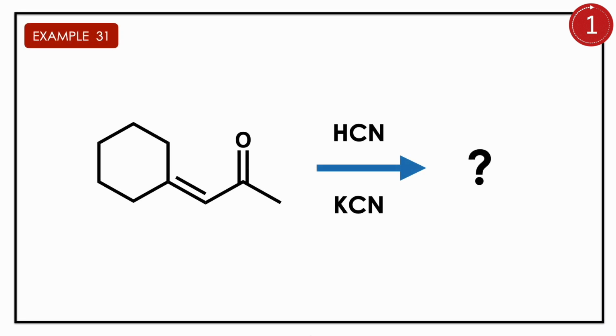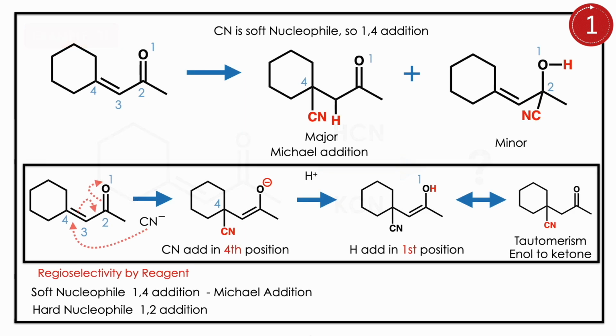Then the next example, you have cyclohexane with an exocyclic double bond and you have a ketone. You are reacting with hydrogen cyanide and potassium cyanide. You should find what will be the final product. Here cyanide is the soft nucleophile, so it will go 1,4 addition which promotes the regioselectivity. Actually you should know the fact that cyanide is the soft nucleophile which promotes the regioselectivity.